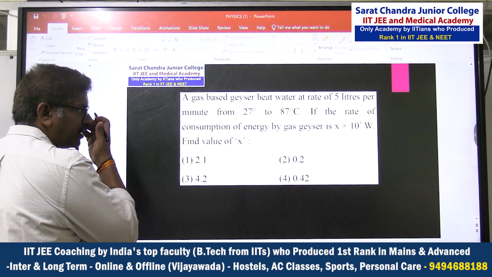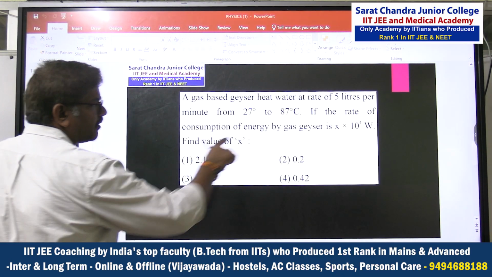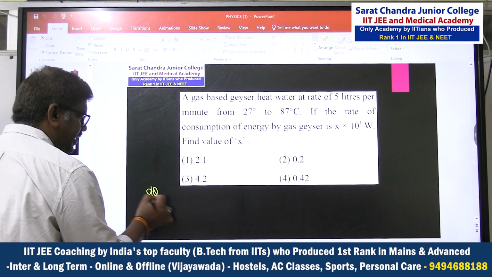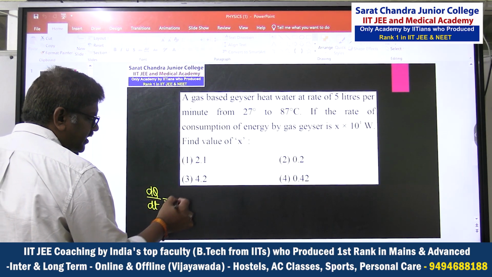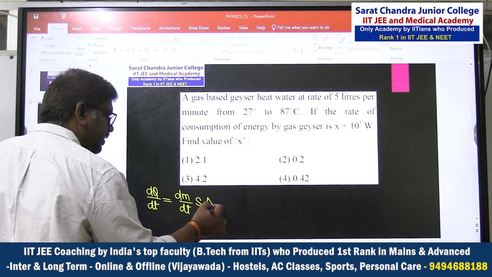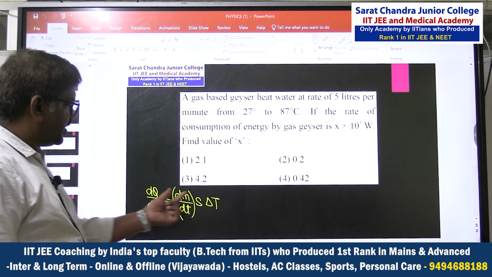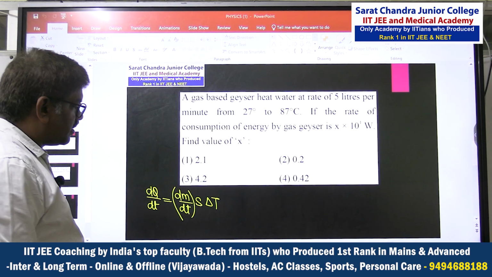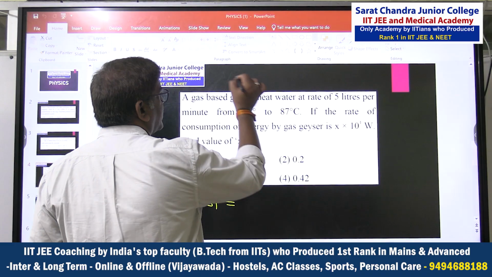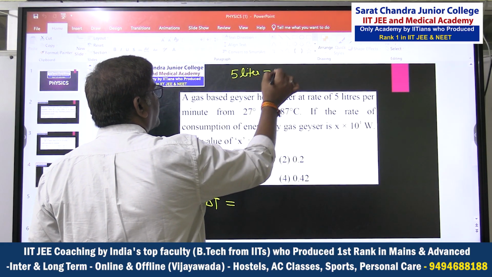Suppose you are talking about how much heat is required, and this heat is required in watt, that means per unit time. So heat required per unit time is dm by dt into s into delta t, ms delta t by t. So this dm by dt will be giving you energy per unit time. Now dm by dt is directly given to you, 5 liter. In case of water, 5 liter is equivalent to 5 kg.